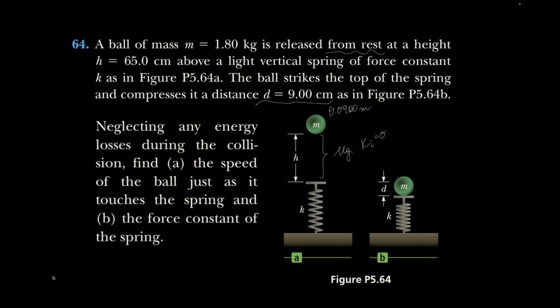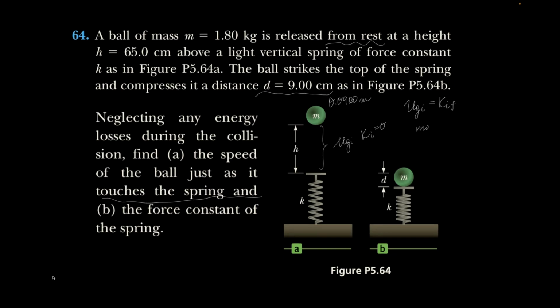Neglecting any energy losses during the collision, find the speed of the ball just as it touches the spring, and then the force constant of the spring. First, we went from initial gravitational energy to kinetic energy final, and that's how we're going to figure out the speed of the ball just as it touches the spring. mgh initial equals mv final squared over 2.